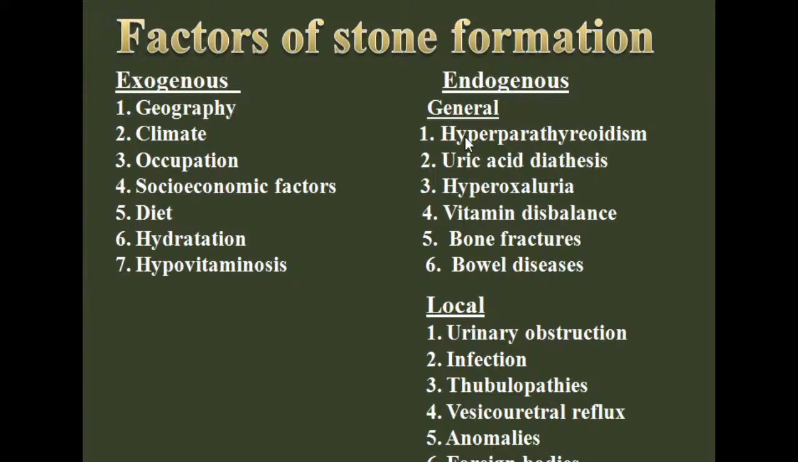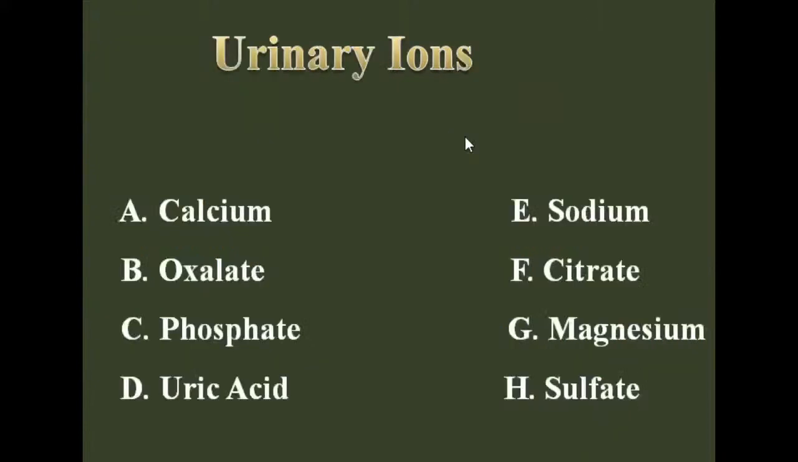And next, local causes: urinary obstruction, as we said, infection, tubulopathies, vesicoureteral reflux, anomalies. In all these cases, disturbances of urine flow take part. So any cause which disturbs urine flow may be a cause of stone formation. What are the most often ions in urine? Calcium, oxalate, phosphate, uric acid, sodium, citrate, magnesium and sulfate.